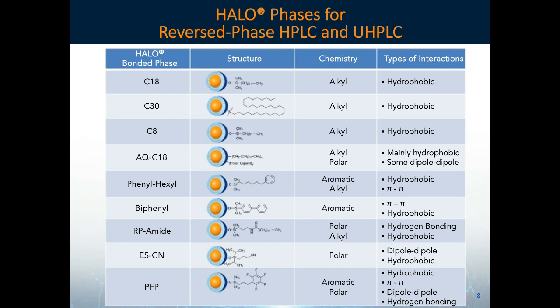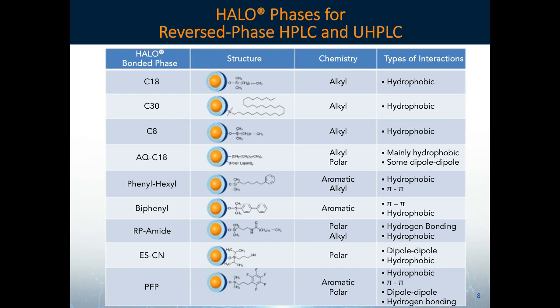For phenylhexyl, we have both aromatic and alkyl chemistry, and it has hydrophobic and pi-pi interactions. The biphenyl is next, and you can see that's purely aromatic. It also participates in pi-pi and hydrophobic interactions. Following biphenyl, we have the RP-Amide, which is an embedded amide phase. It has polar chemistry and alkyl characteristics, and it has hydrogen bonding and hydrophobic interactions.